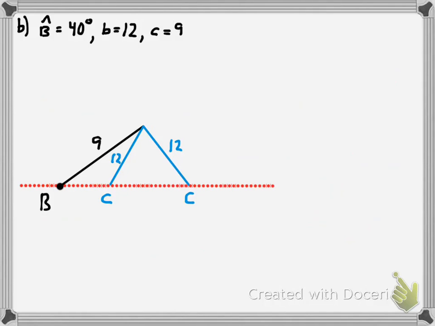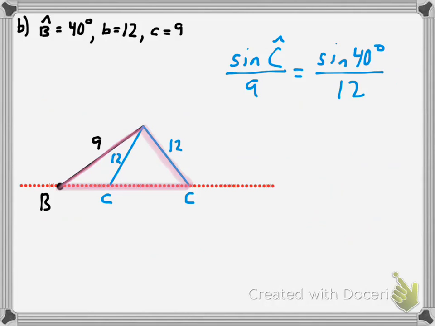Okay. Now, just like before, I want to start off with the assumption that the angle opposite the given side here is an acute angle. So in this case, we're going to assume angle C is acute. And we're going to use that triangle that I highlighted, and use the sine rule to find out what the measure of angle C is. So we're going to say the sine of angle C over 9 is equal to the sine of 40 degrees. Sorry, I forgot to write that angle measure in there. I'll fix that in a moment. Over 12. All right, this angle here was 40 degrees.